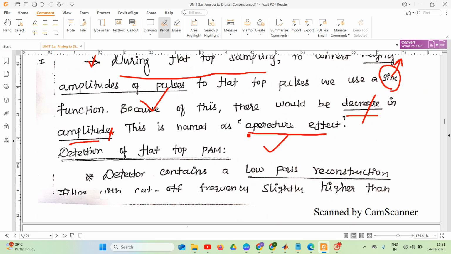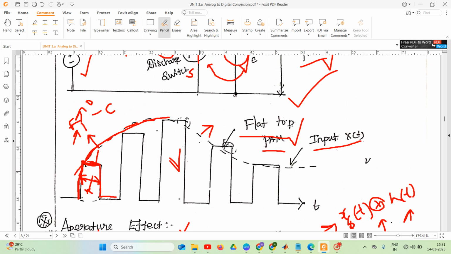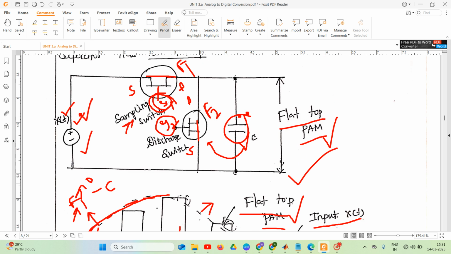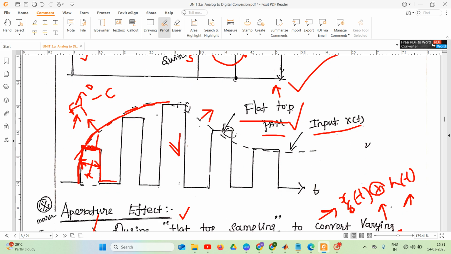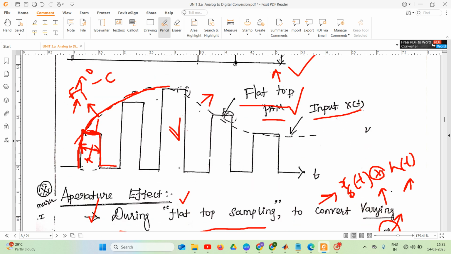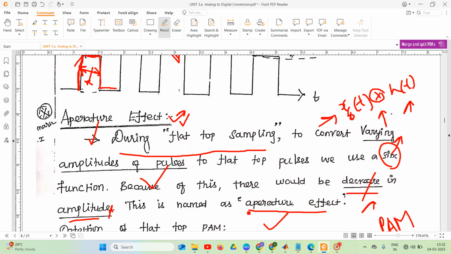Now we will discuss how we are detecting the flat top PAM signal. Before that, we have discussed how to generate the PAM signal, by using a sample and hold circuit. So this is our sample and hold circuit, right? By using this sample and hold circuit, we have generated the flat top PAM signal. During generation, the aperture effect exists. So we are generating this PAM signal at the transmitter side.